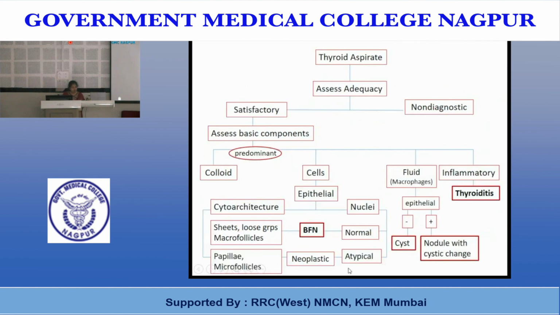Now, for identifying a benign follicular nodule, look carefully at the epithelial cells. Look at the cytoarchitecture, give special emphasis on the nuclear features. It will help you identify the benign nature. If only fluid has been aspirated, look and see where the epithelial cells are, to make sure that you're not dealing with a nodule with cystic change. And if there is a prominent inflammatory infiltrate, it is a thyroiditis.